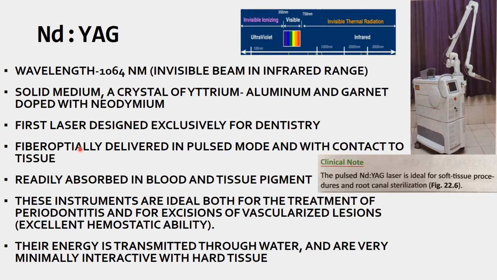Then the delivery system: it is fibro optically delivered, and this Nd:YAG is delivered in the pulsed mode and with contact to the tissue. Now about this pulse mode and what is this fibro optic delivery, everything I've explained in the last video. Then it is readily absorbed in the blood and the tissue pigments. Now these instruments are ideal both for the treatment of periodontitis and for the excision of the vascularized lesion, as they have excellent hemostatic ability. So because of that, it can be used in vascularized lesions.